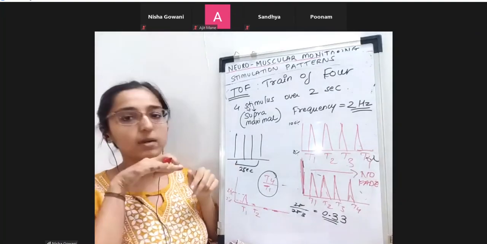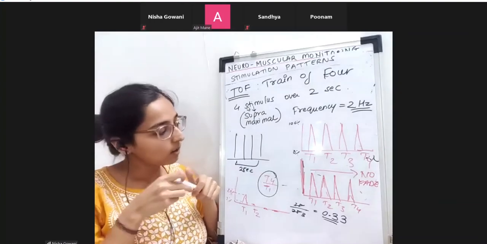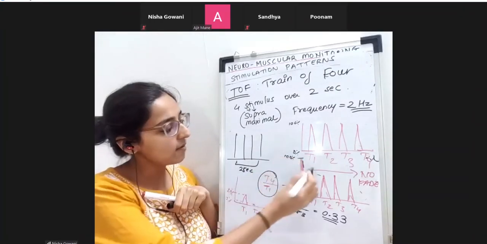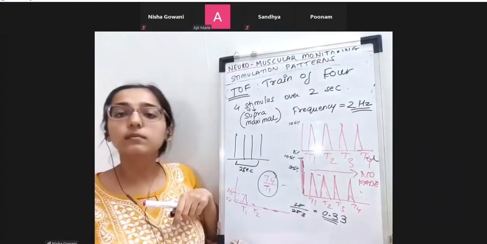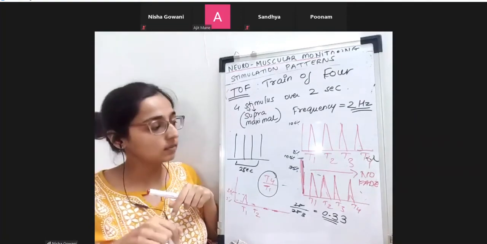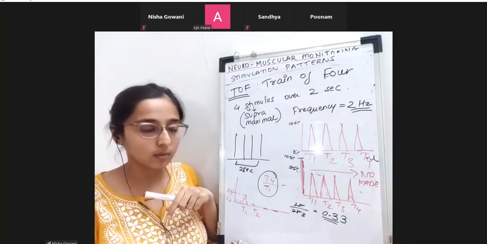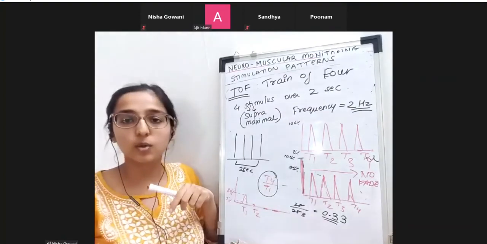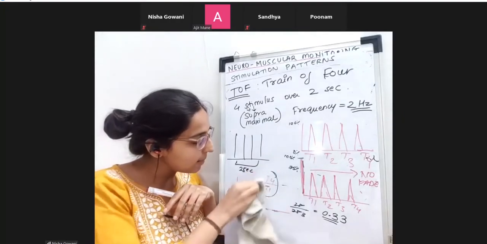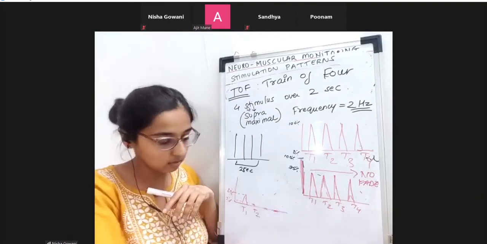Yes. Everybody's at the same height. All the 4 twitches are at the same height. No fade. But what has happened here? From 100%, everyone has come down to 75%. Senior came in the OT. He's seeing this and he's saying, yes, you have given choline. I know. You cannot hide from me. So he knew you had given choline. Now senior is telling you, tell me what is the TOF count.